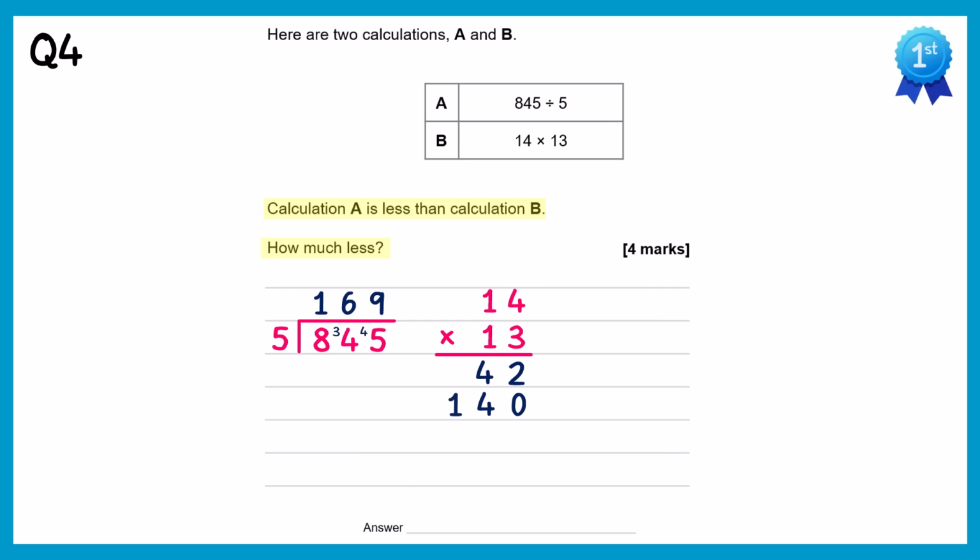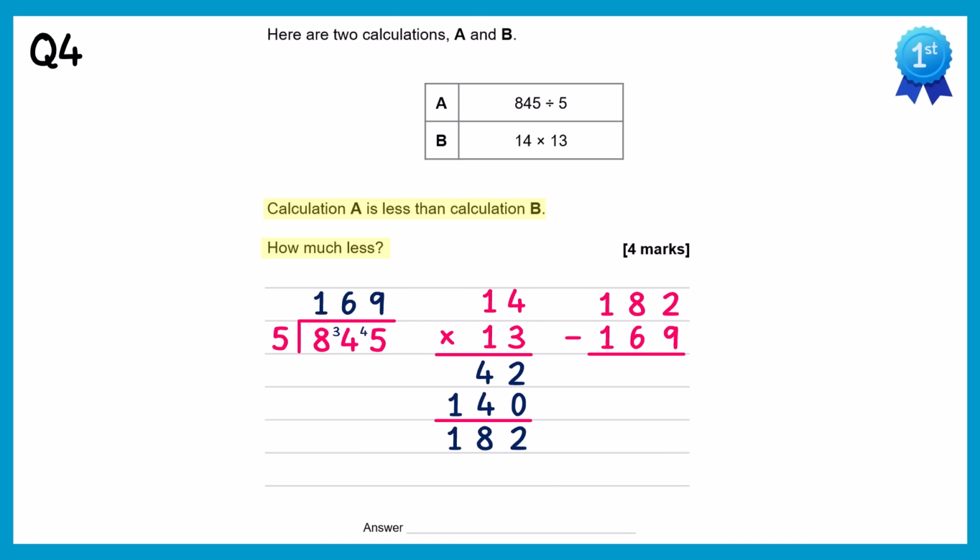To complete this calculation, we just add these 2 numbers together. We'll start on the right hand side, 2 plus 0 is 2, then 4 plus 4 is 8, and then just 1. So the answer to calculation B is 182. So you can see that calculation B is indeed bigger. The question is by how much. So if we do 182 and then 169 and subtract those, we'll find the difference.